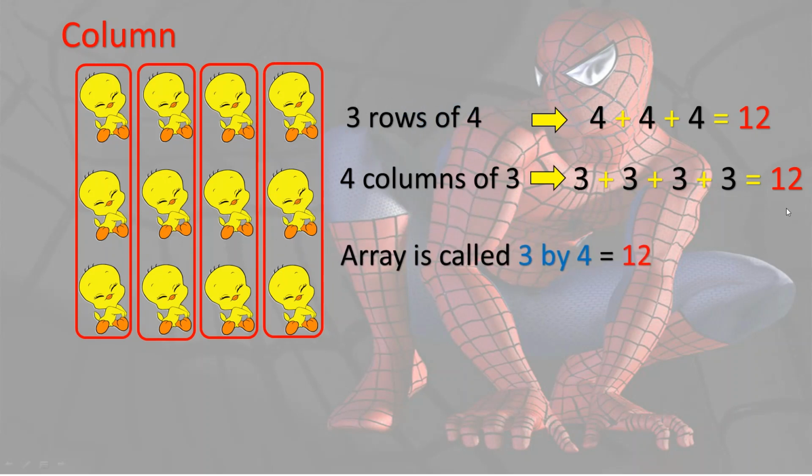To name any array, I'm going to say the number of rows by the number of columns. Here I have 3 rows and 4 columns. So this array is called 3 by 4 or 4 by 3 equals 12. Because if I repeat the number 4 three times, I will have the same sum as if I repeat the number 3 four times. That means 3 by 4 or 4 by 3, both of them equal 12.